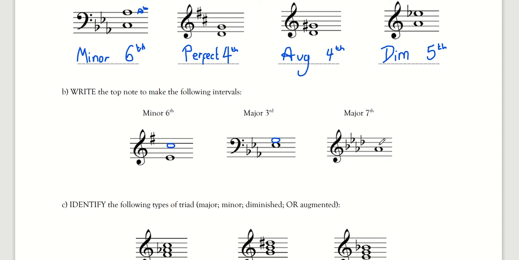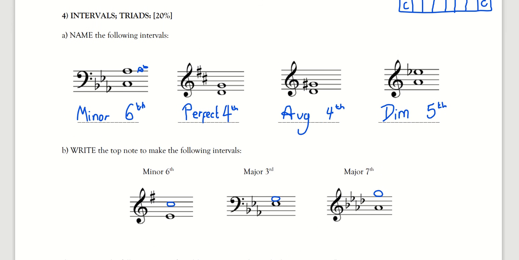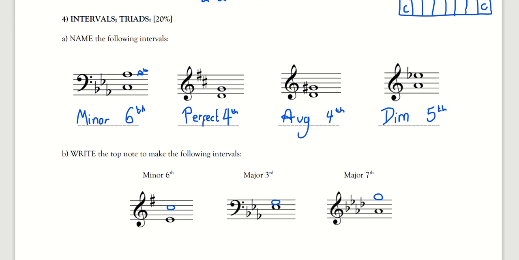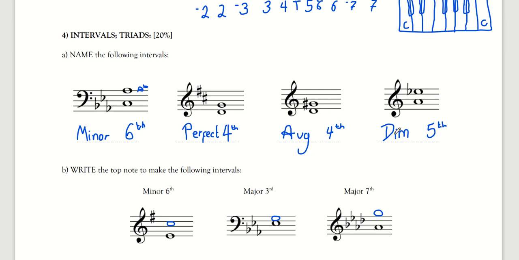And then we have the major seventh. Just for shorthand, I'm going to go down. So what would that be? That would be G. So I'm going to have a G up here. Lovely. So that is half the marks. Now we just need to add on any changes we might need to make. So let's just check these.